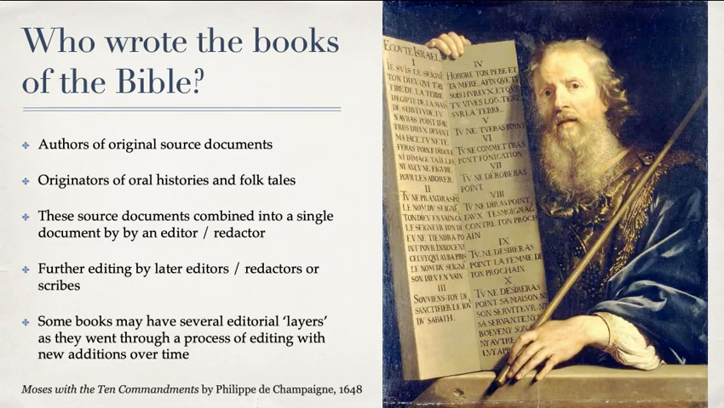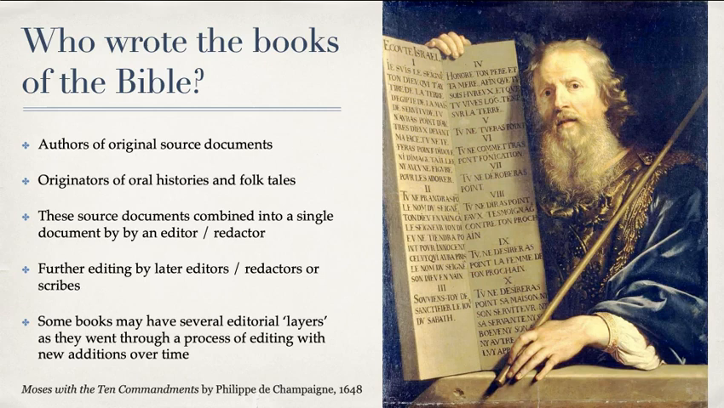So who could we say wrote the books of the Bible? Well, the authors of the original source documents could be regarded as writers. So the writer of Kings tells us, for example, that he obtained some information from the book of Jasher. So if Jasher was the writer of that book, then Jasher contributed to the book of Kings as we have it, and he could be regarded as an author, or at least a source. Also, the originators of oral histories and folk tales in the same way could be regarded as writers or contributors.